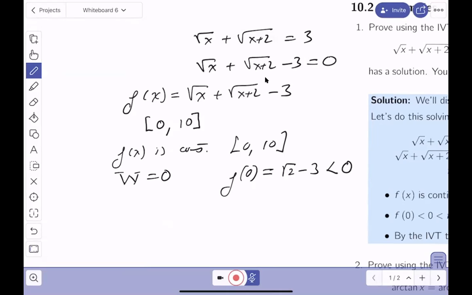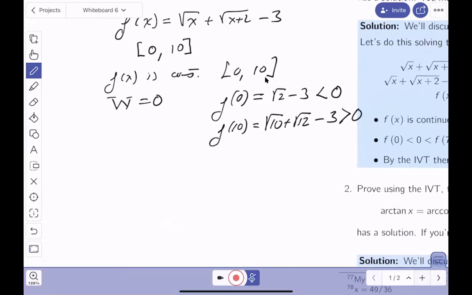Now I'm going to do f of 10. And this could get tough too. What do you get? Root 10 plus root 12 minus 3. Well, I hope you realize root 10 is 3 point something, root 12 is also 3 point something, so this is definitely bigger than 0. All right, that needs to be stated, by the way.